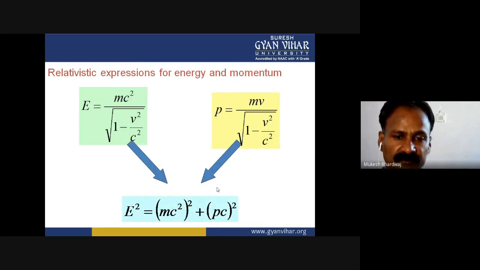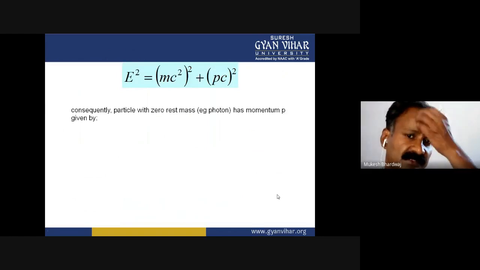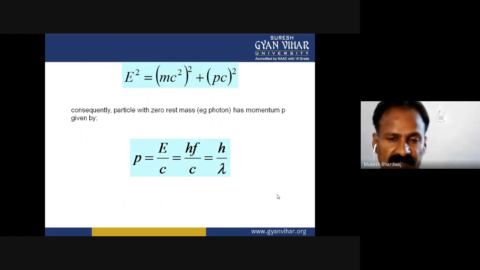So E squared is equal to (mc squared) whole squared plus (pc) whole squared. Consequently, a particle with zero rest mass, for example a photon, has momentum p given by E by c, that is hf by c or h nu by c, equal to h by lambda.